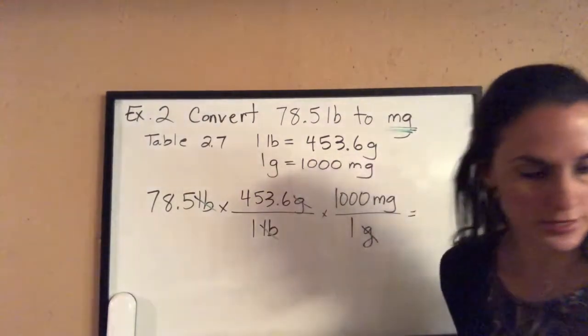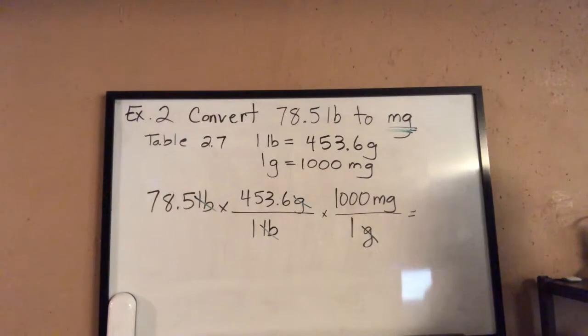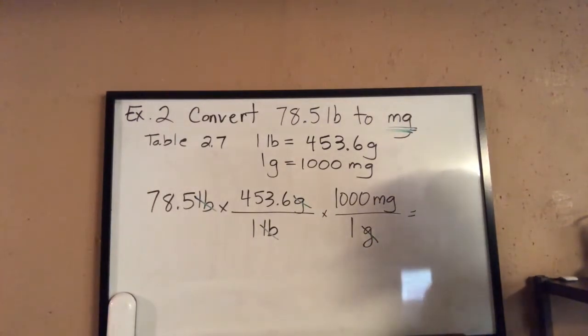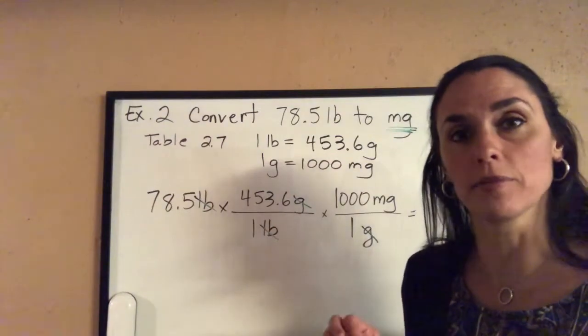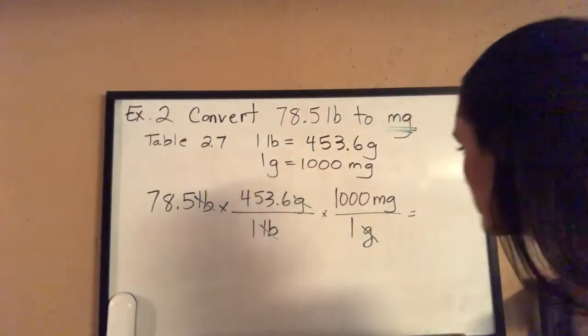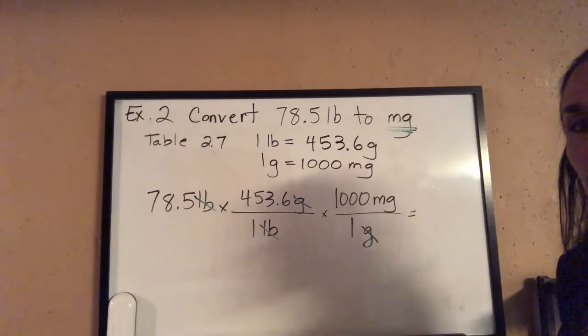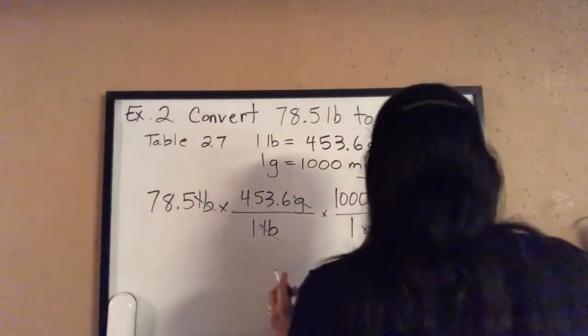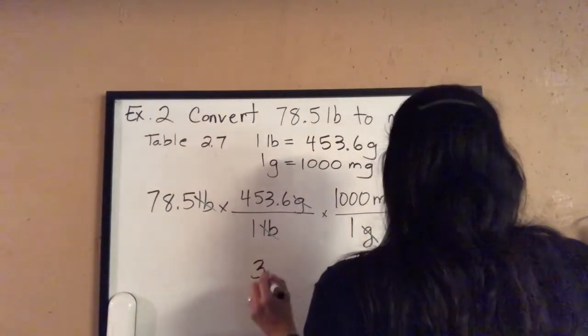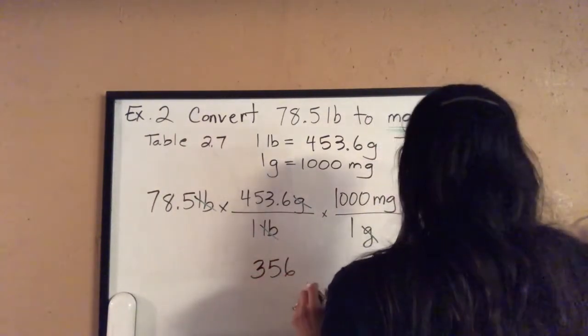The math, 78.5 times 453.6 times 1,000. You get a very large number. You're going from 78.5 pounds to little teeny tiny milligrams. You have a huge number. Sometimes you have to put it into scientific notation. If you wrote out what the calculator shows, you would have the following number on your calculator display.